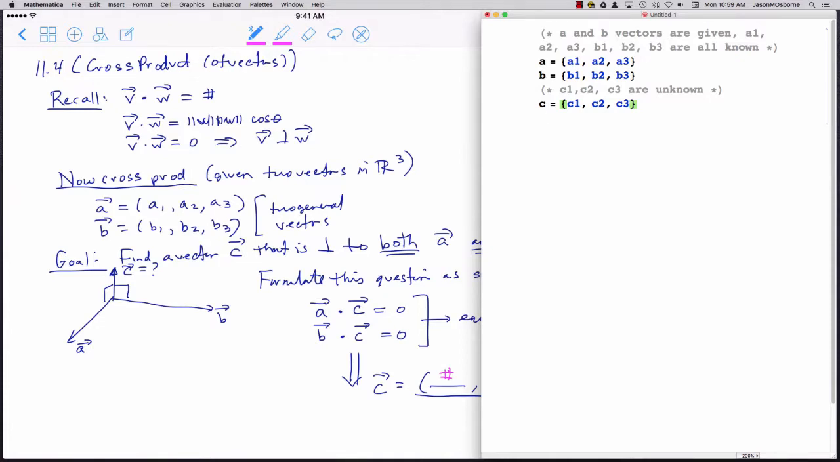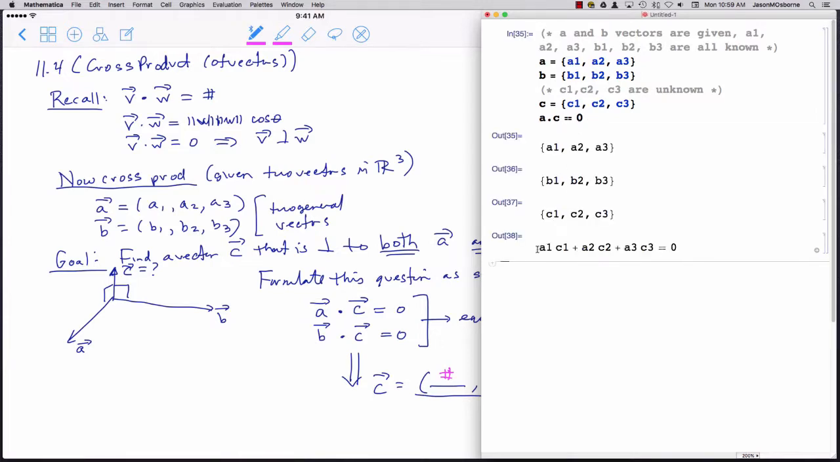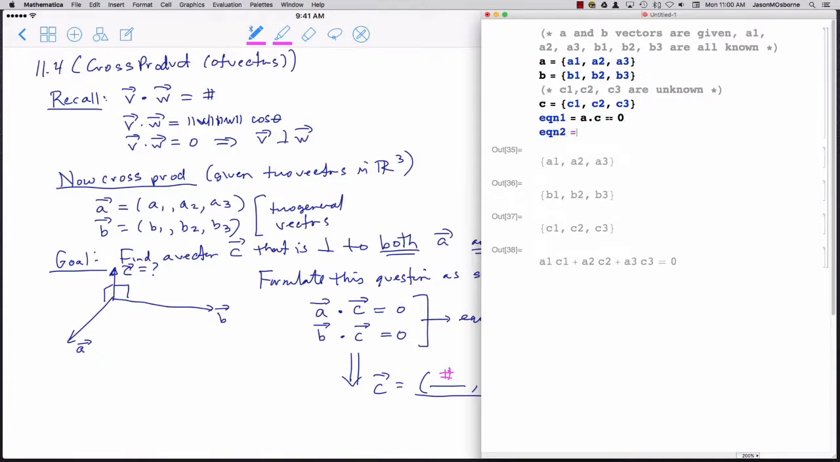What we need to do is take the dot product of A with C, and that's supposed to come out to be 0. A dotted with C would be A1 C1 plus A2 C2 plus A3 C3. Set that equal to 0, and there is the computer doing the dot product for you. There's your first equation, we'll call it equation 1. The second equation, equation 2, is B dotted with C, which is also supposed to equal 0.